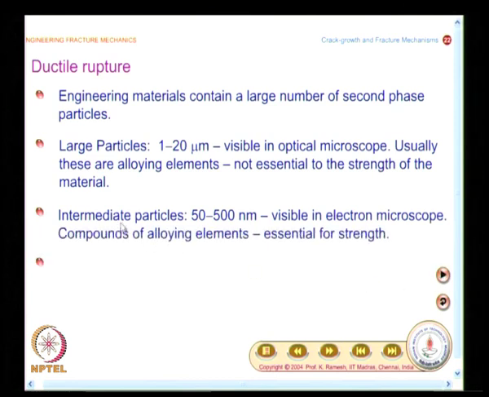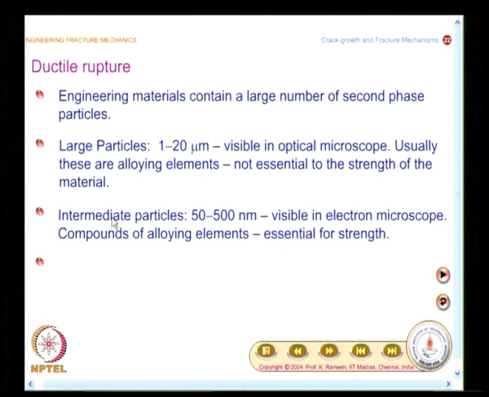Then you have intermediate particles, the size range is 50 to 500 nanometers. They are visible in electron microscope. The large particles are visible in optical microscope, the intermediate particles are visible only in an electron microscope, and they are compounds of alloying elements. They are very essential for strength. You want to have them, that is why you add alloying elements. In the process, you have large particles, ultimately you want this.